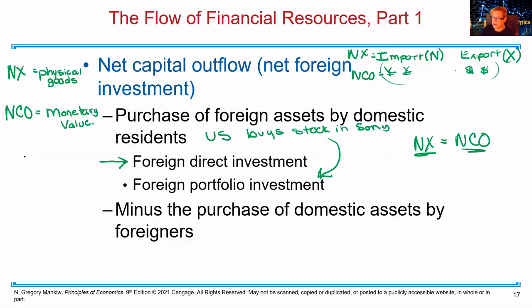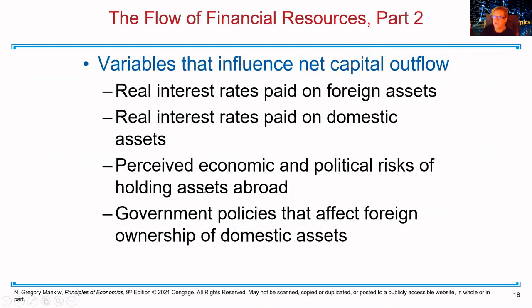So let's see, Sony headquarters in New York. Okay, so the purchase of domestic assets by foreigners. Variables that can influence this net capital outflow. And remember, that always has to equal net exports.